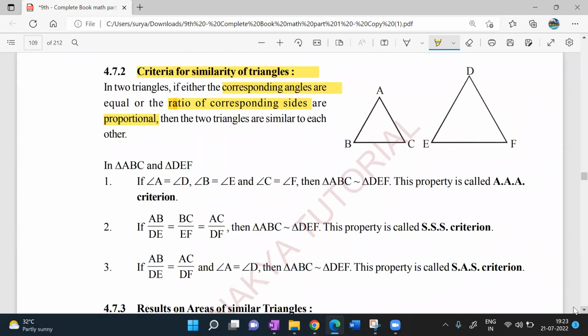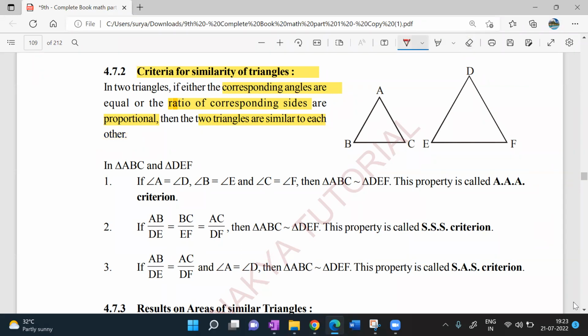What is the criteria for similarity of triangles? Two triangles are similar to each other if either the corresponding angles are equal or the corresponding sides are proportional. Now we'll see an example. Don't worry, you will understand it.